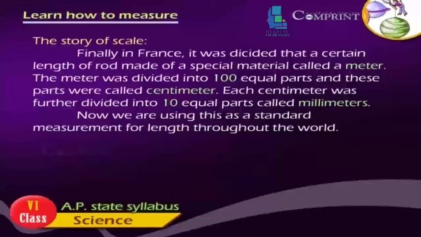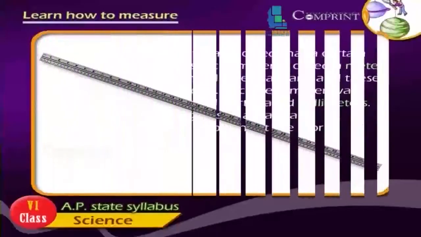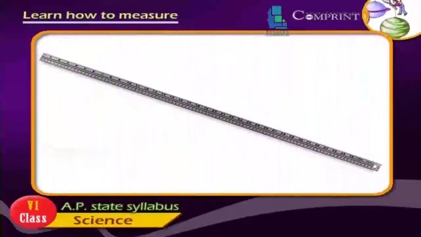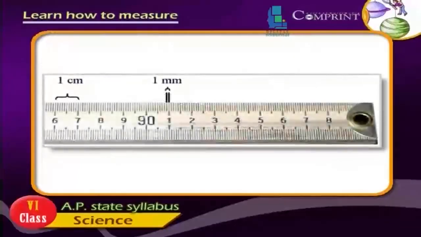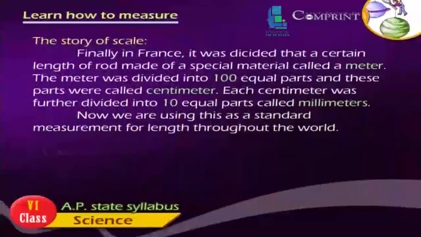Finally, in France, it was decided that a certain length of rod made of a special material would be called a meter. The meter was divided into 100 equal parts, and these parts were called centimeters. Each centimeter was further divided into 10 equal parts called millimeters. Now, we are using this as a standard measurement for length throughout the world.